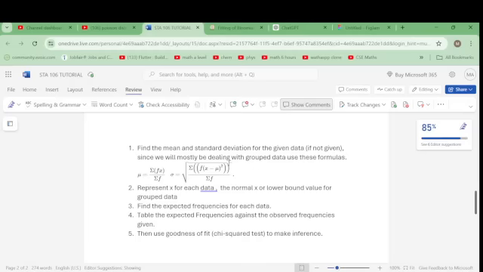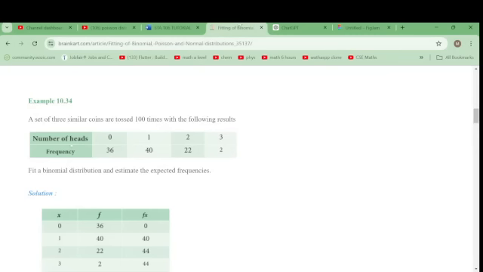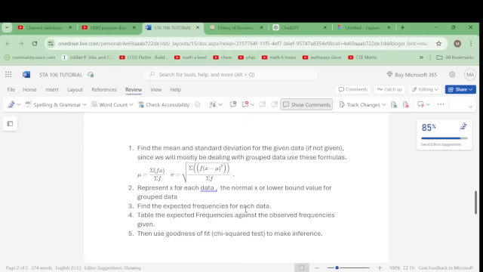So what you just need is to find each x. This represents x for each data. If you are just given x, like here, where x is 0, 1, 2, 3, then our x in the table will be 0, 1, 2, 3. But if you are given grouped data, from 0 to 10, from 10 to 20, you can use the lower bound value of the group. I hope you understand what I'm saying.